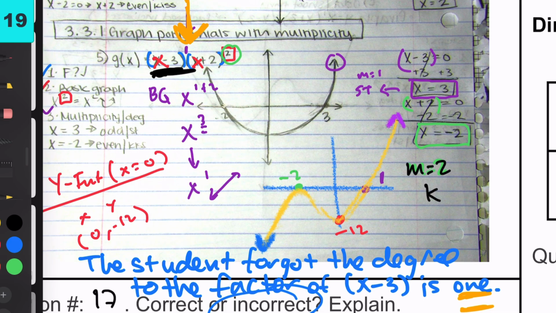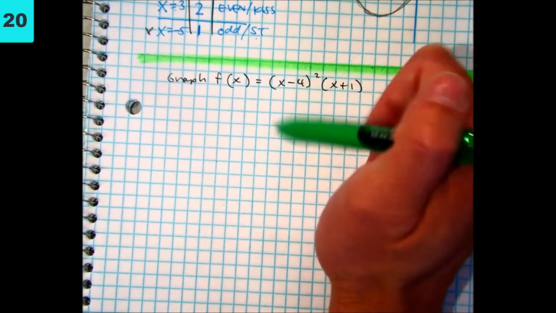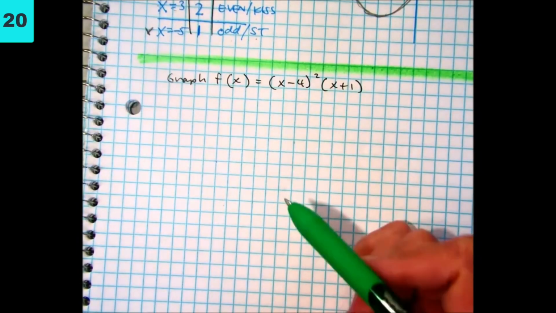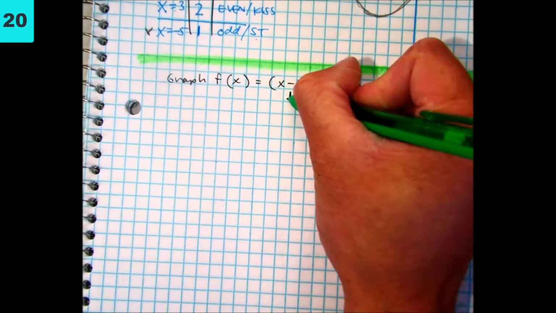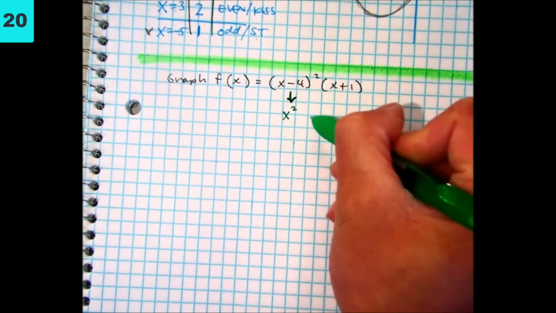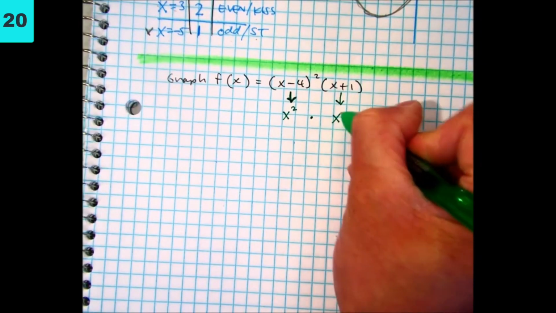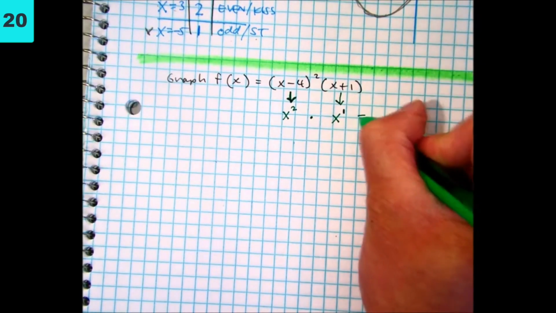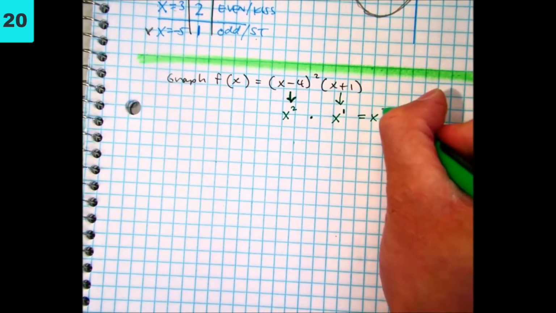Class, what's the first thing I need to do? Find the degrees. So we're going to make sure it's in factored form. They're factored. And now I'm going to find a basic graph. Class, what's the highest degree for this one? 2. X squared. And this one will just be what? 1. X or x to the first. And if you multiply, what do you get? 3. X to the third power.